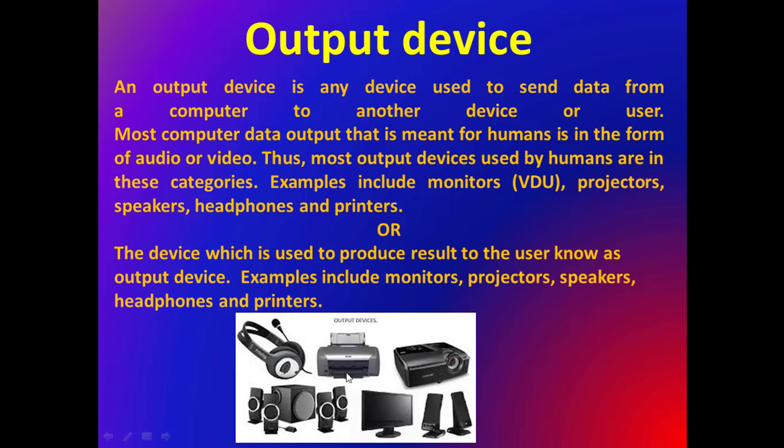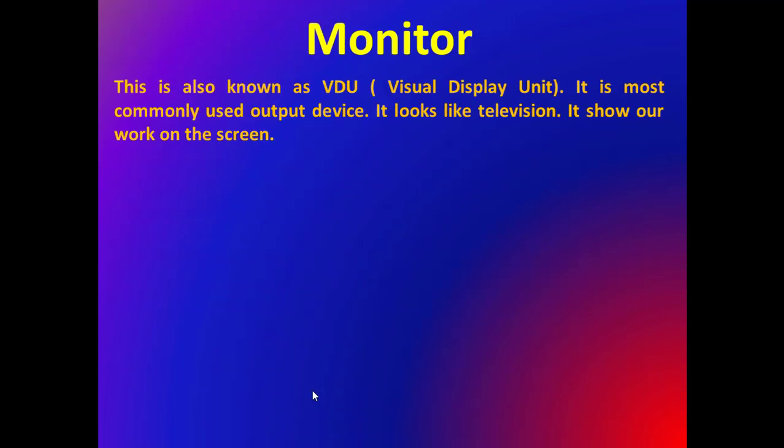Here are some examples also of output devices. These are the headphones, this is printer, this is projector, this is your monitor, speakers, and these are also speakers. Monitor is also known as VDU, Visual Display Unit. It is most commonly used output device. It looks like television. It shows our work on the screen. Screen पे हम जो भी work करते हैं, that will be shown by the monitor.